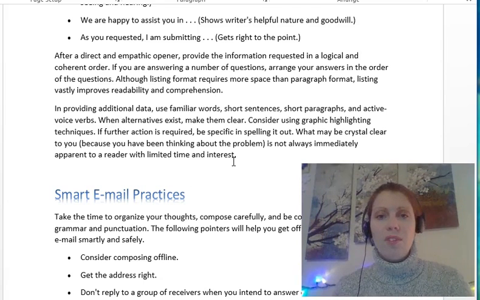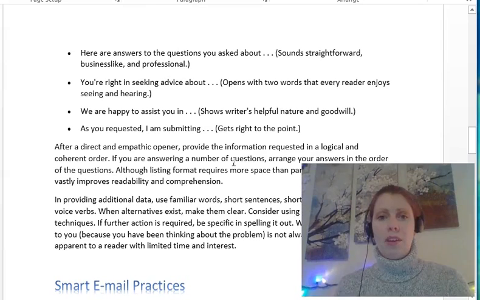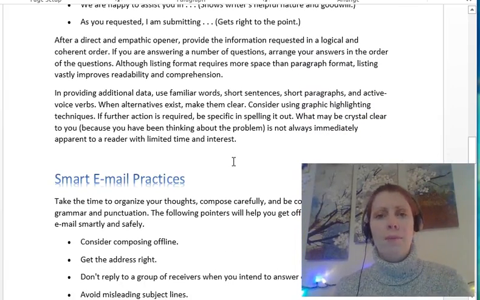So, although the listing format requires more space than the paragraph format, listing can vastly improve the readability and the comprehension. You must admit, if you look here at my bulleted lists, that seems less daunting and easier to get through than when I show you the paragraphs. So consider that when you're writing as well.